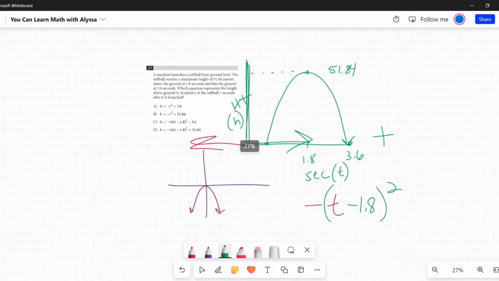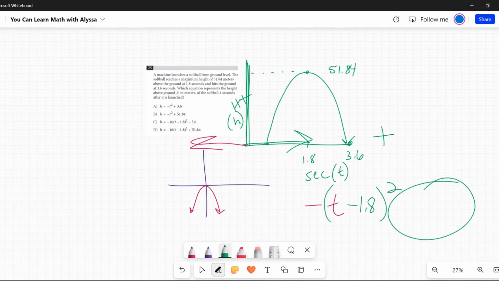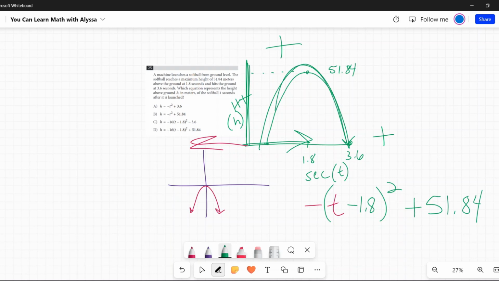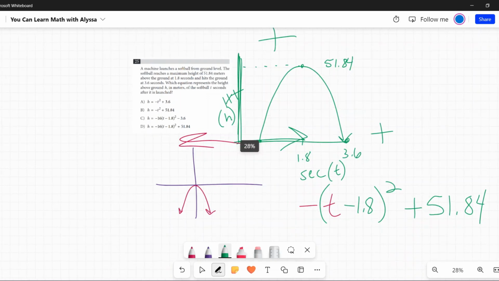And then what happened? It goes up 51.84. So how do I adjust the function to make it move up 51.84? That's going to be a plain number outside, and it's direct. This is toward the positive y, so it is a positive 51.84. Now again, I don't know what the arc of this is. I don't know what the velocity of that softball was, so I don't know if there should be a number out here or not.